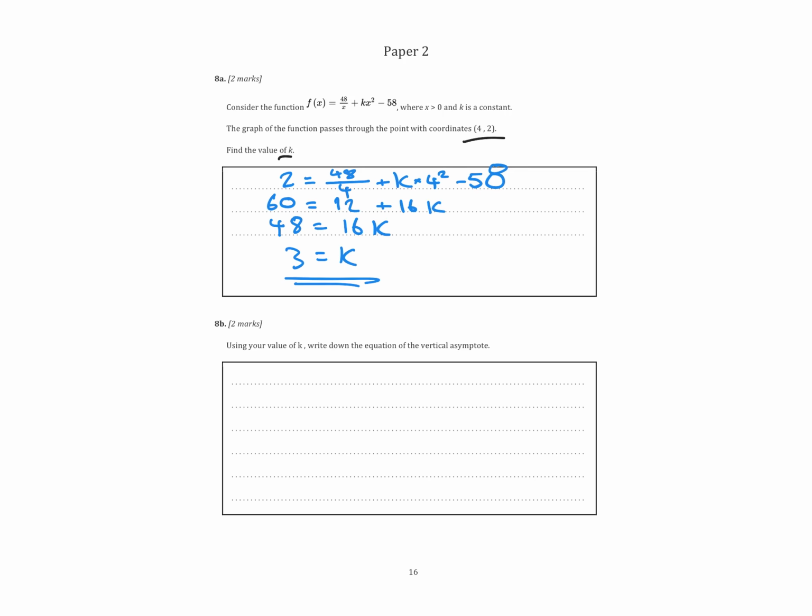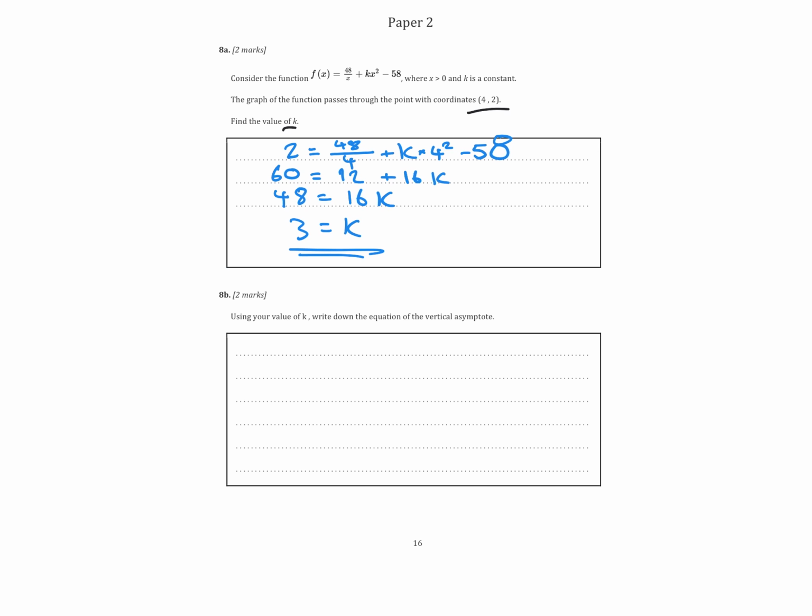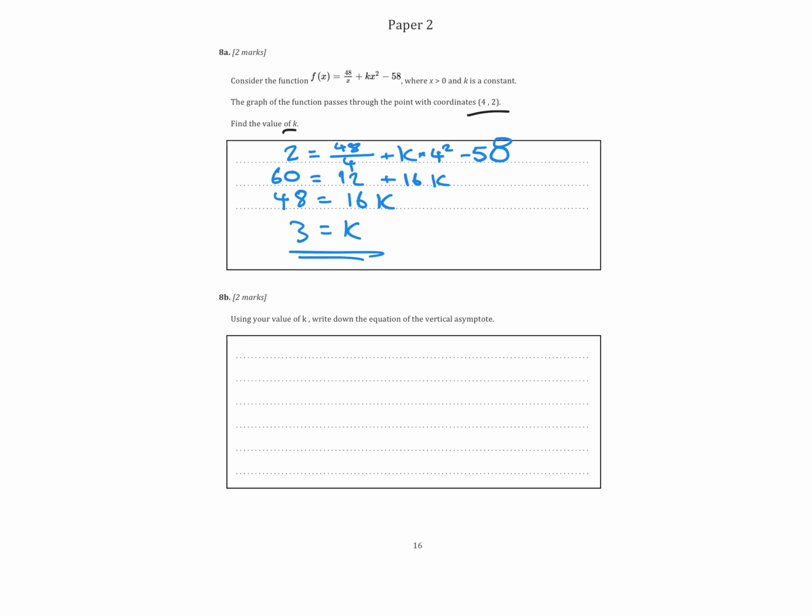Right, part B. It says, using your value for k, write down the equation of the vertical asymptote. Bit of a misleading question, so a few of you got lost, and I totally understand why. In fact, we don't need this here. This is one of the questions that we adapted, and that wouldn't happen in an exam.